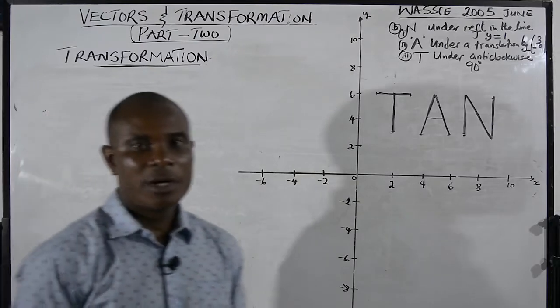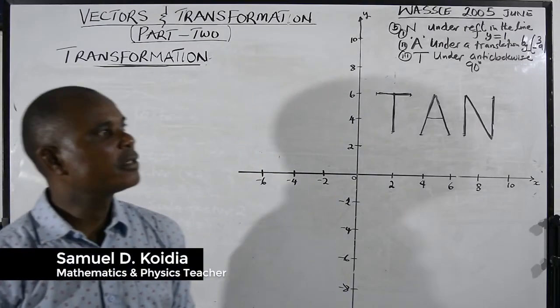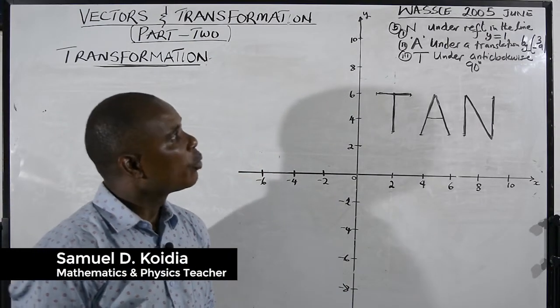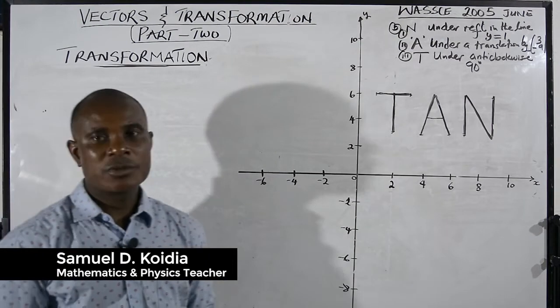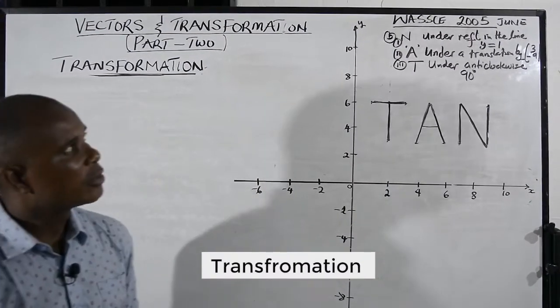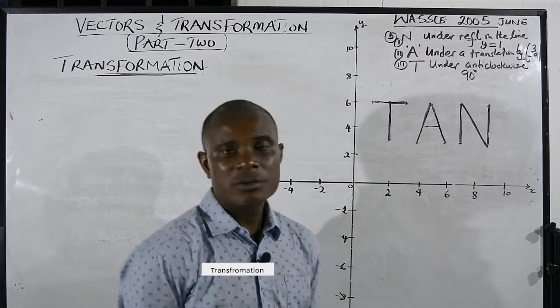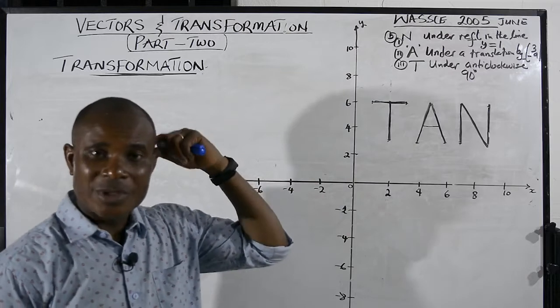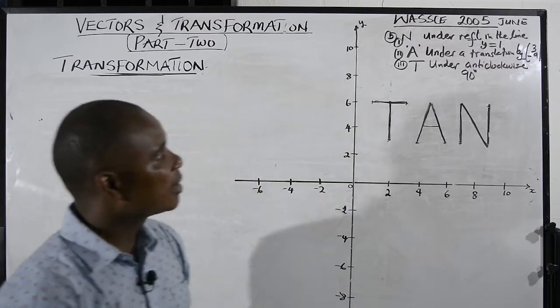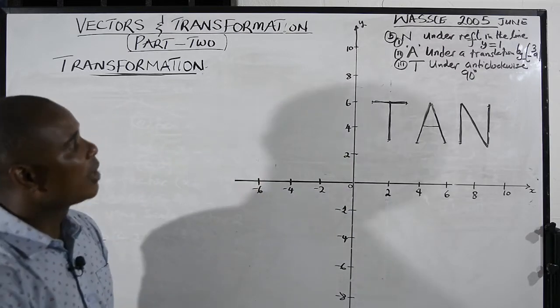Yes, so we have already gone through all the types of transformation. Now we want to take the WASC question and solve. This is the West Africa examination, which is called the WASC, and we're going to take 2005, and we see how we can apply all what we've learned so far. So I read the questions.